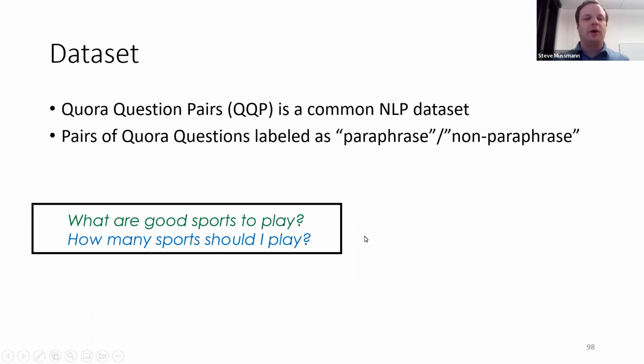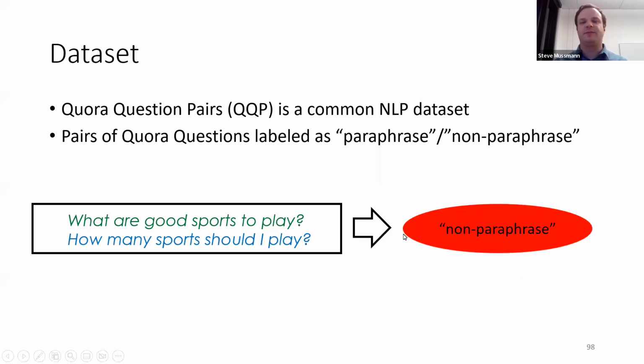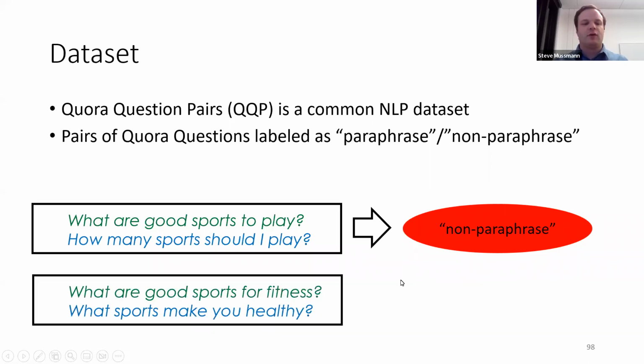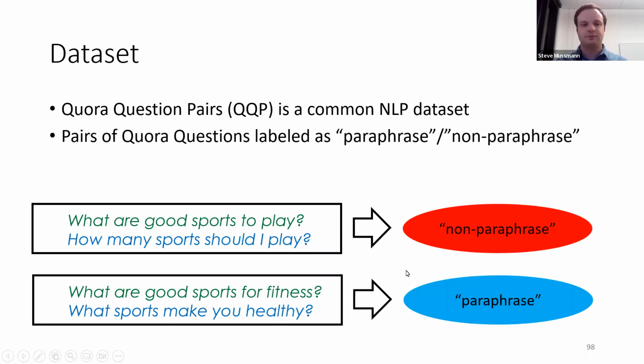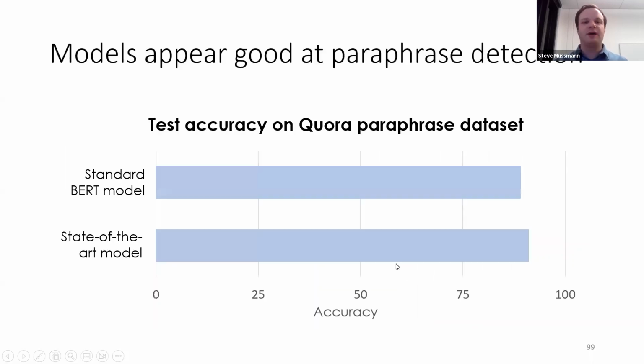So for example, what are good sports to play and how many sports should I play? Questions that might appear on Quora are not paraphrases because they're related, but they're getting at different things. Whereas what are good sports for fitness and what sports make you healthy, although they're using different words, they're getting at the same thing and would be paraphrases. And models appear pretty good at paraphrase detection. So the state-of-the-art model gets about 90% accuracy, and a simple BERT model where we embed the sentences and put a threshold also gets relatively high accuracy.